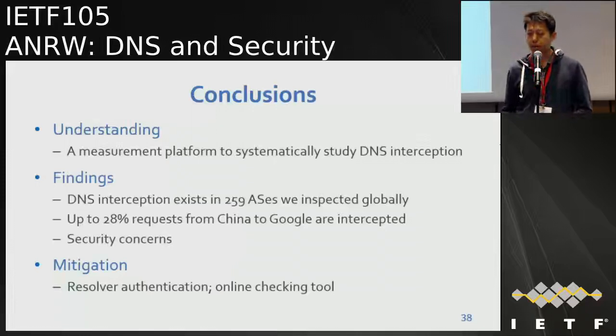And to conclude, we did the first large-scale, end-to-end measurement on this issue of DNS interception based on alternative resolving. And we have some interesting findings. For example, we found there are 259 ASes doing this. And if you are in China and you try to use Google's public DNS, you should be really careful about that. And then there are some security concerns. And finally, we think there are some mitigations, and we also propose an online check-in tool. And in the end, we think this issue should be addressed by the efforts of the community.